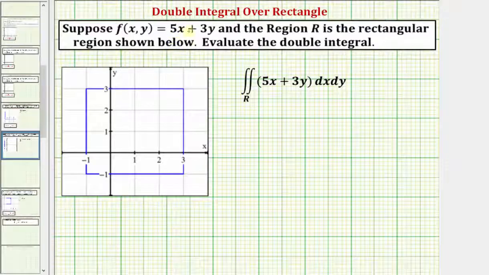Suppose f of x comma y equals 5x plus 3y, and the region R is a rectangular region shown below on the xy coordinate plane. We're asked to evaluate the given double integral. Let's begin by defining the region of integration in terms of x and y.